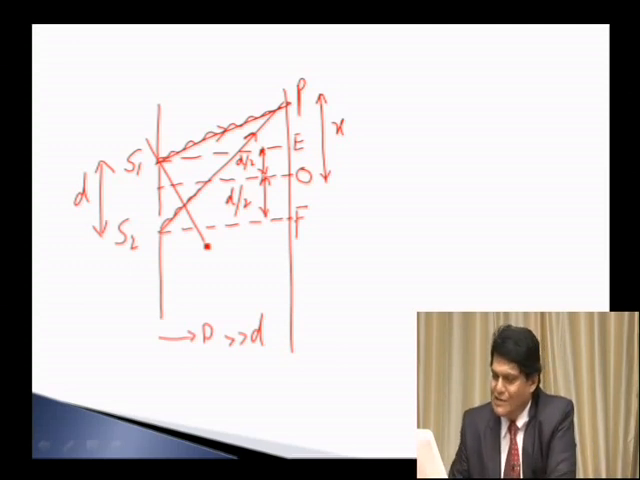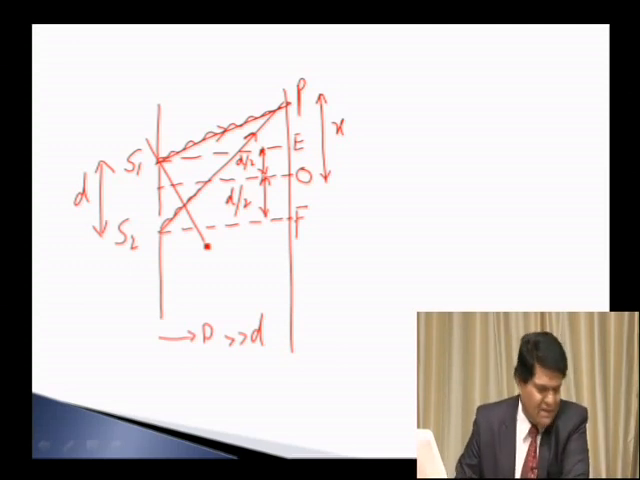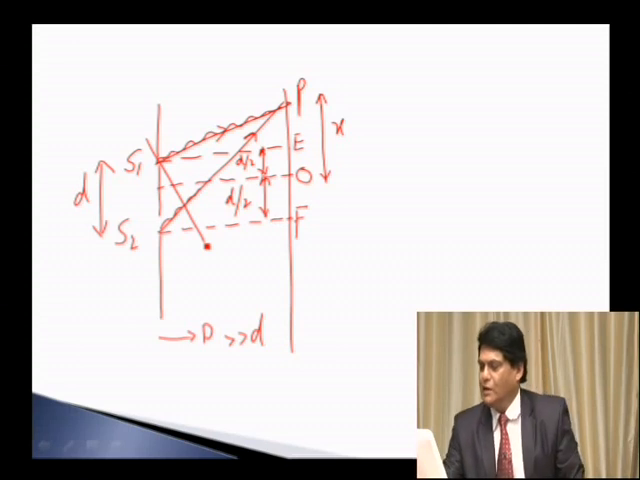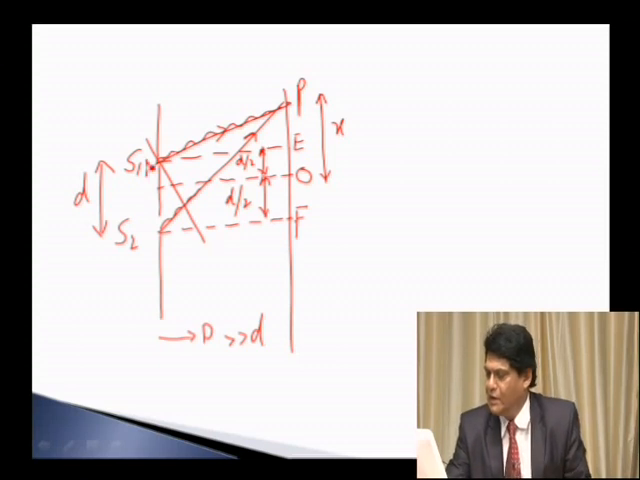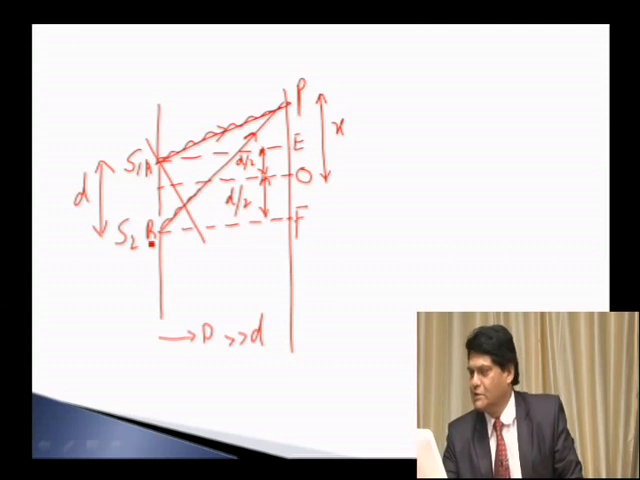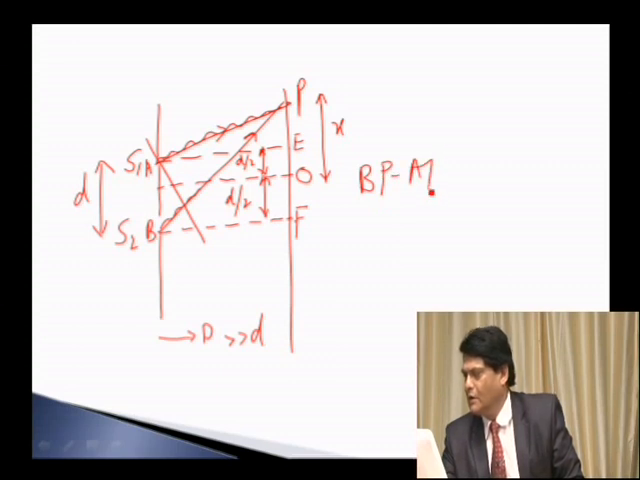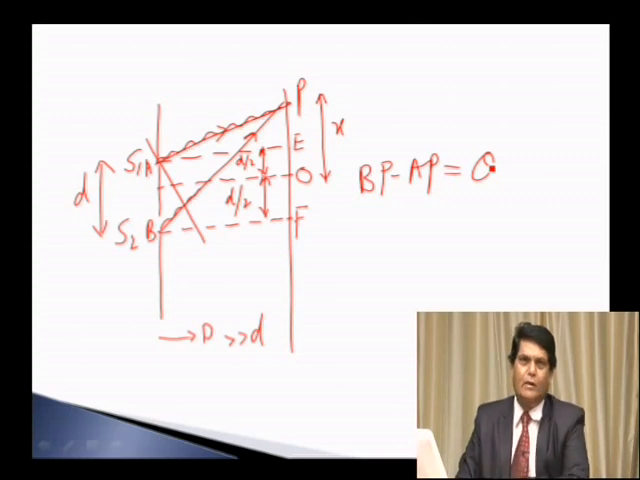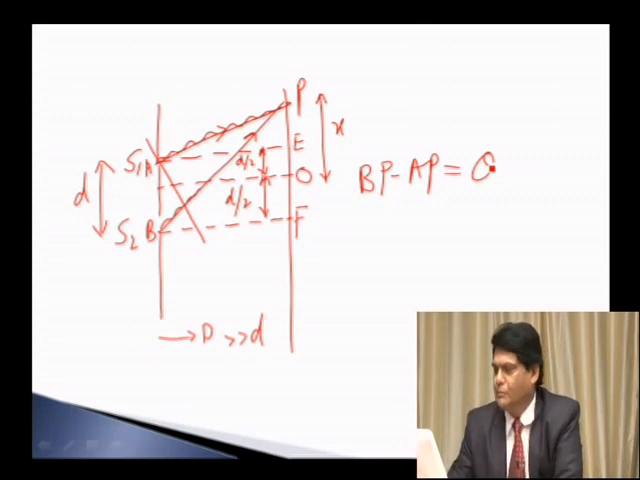Now, let us try to find out what is called the path difference. The path difference between these, let us say A and B are the points of the sources, is given by BP minus AP. This is denoted by the letter theta. There is a path difference. Now, we want to find out this path difference.